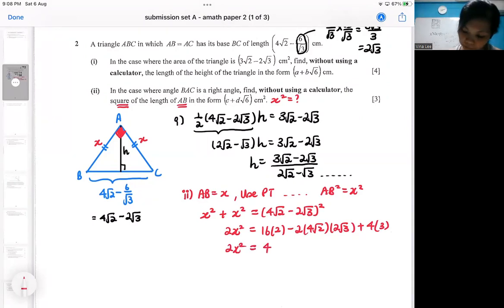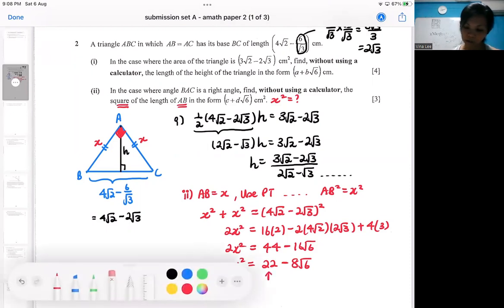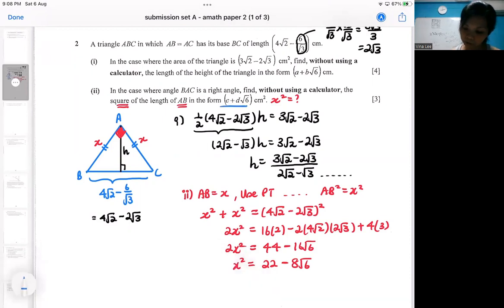You will get 44. You will get 16 root 6. And then you just divide by 2. You just divide by 2, and you do a comparison with this. You can tell that A is 22 and D is minus 8.